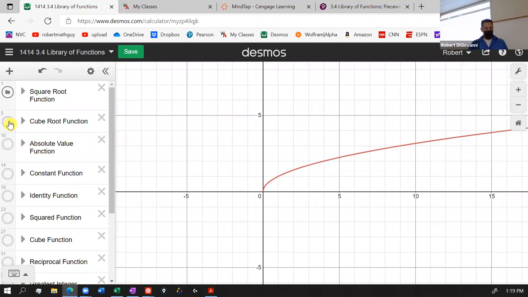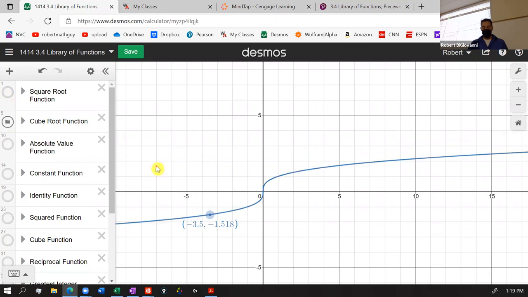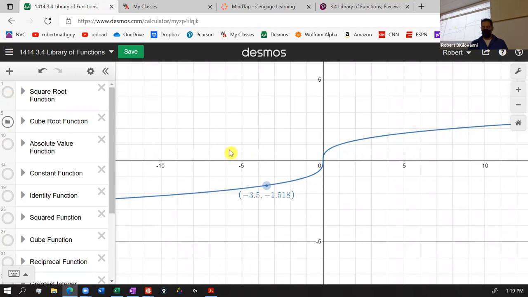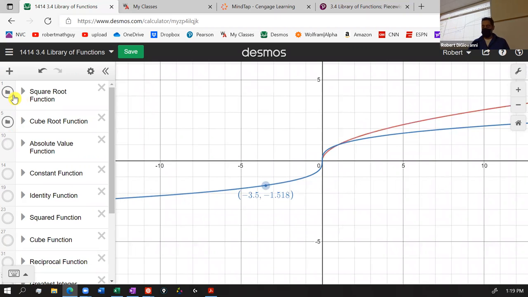Next function we're gonna look at is the cube root function, not the square root, but the cube root. What should be the big difference here? Can you take a cube root of a negative number? Yes. So when we graph it, it'll look like this. Now, please note, here's the square root function. They're not exactly the same on this side, okay? On the right-hand side, they're not right on top of one another. The cube root function is a little bit different, but they kind of have a similar behavior.